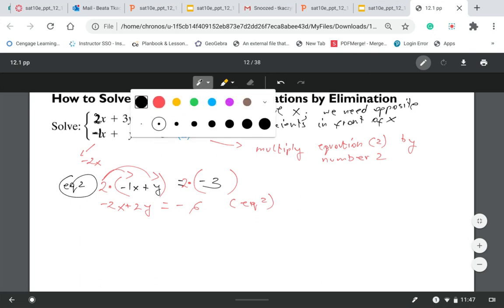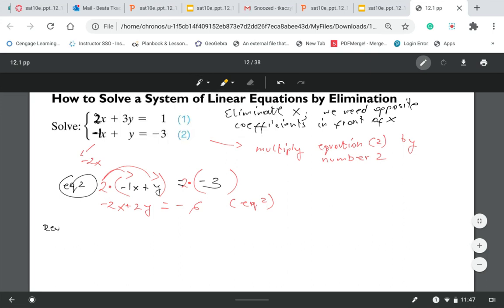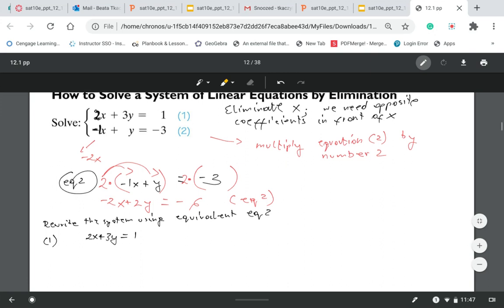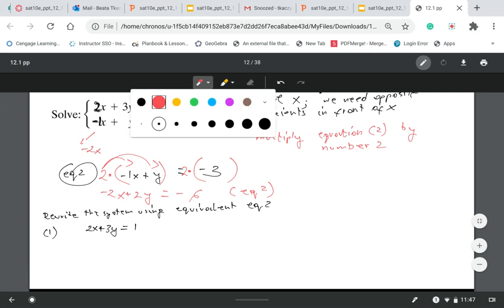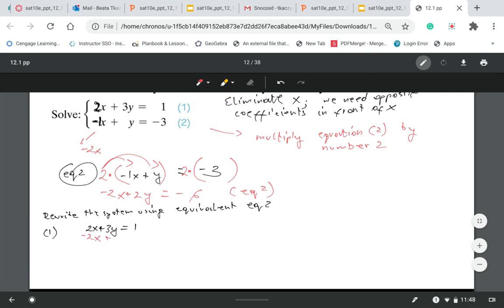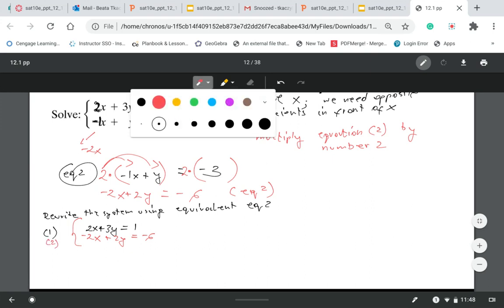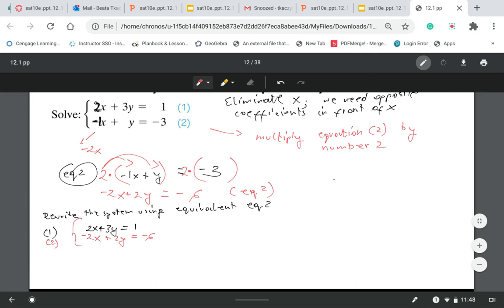Next, let's rewrite the system using the equivalent equation 2. The first equation, I'm going to copy without change: 2x plus 3y equals 1. The second equation, I'm using the equivalent equation, which is negative 2x plus 2y equals negative 6. So we have two equations.